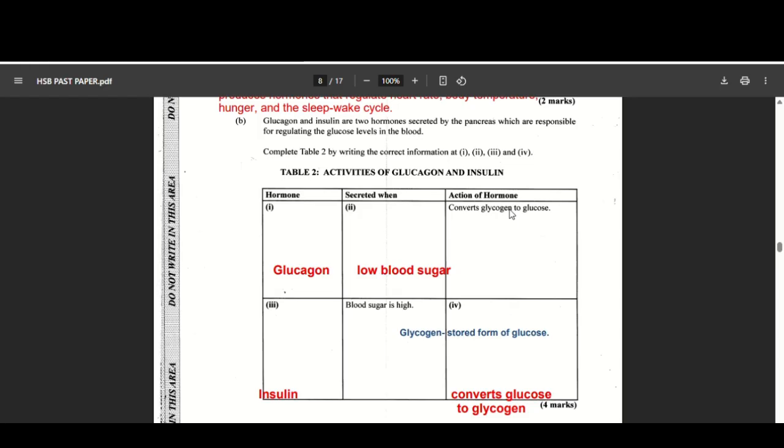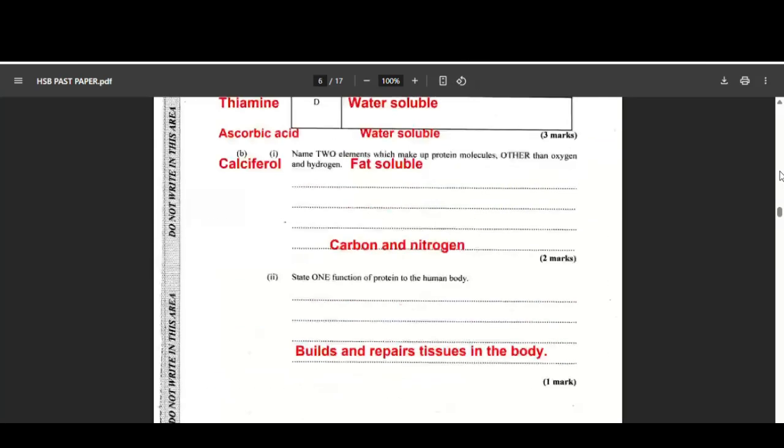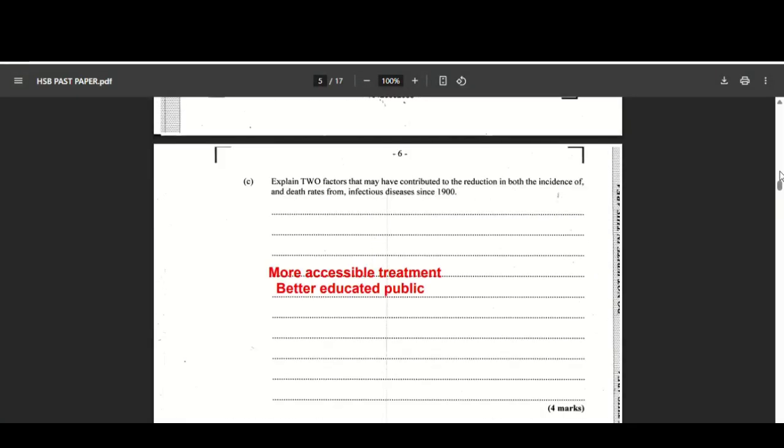So it would convert the glucose back to that stored form of glycogen that the body does not use, and it just keeps it there as a backup for when the sugar level goes low, it can draw on it and convert it back to glucose if it needs to, right? So that's basically just a few pages of this past paper.